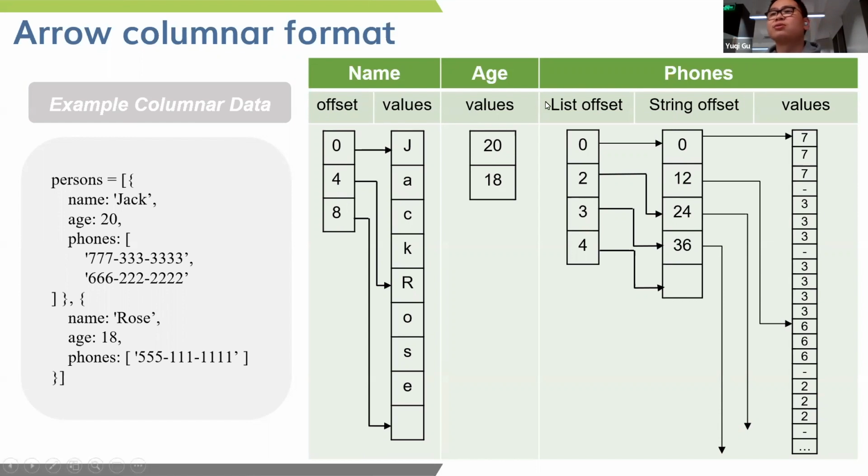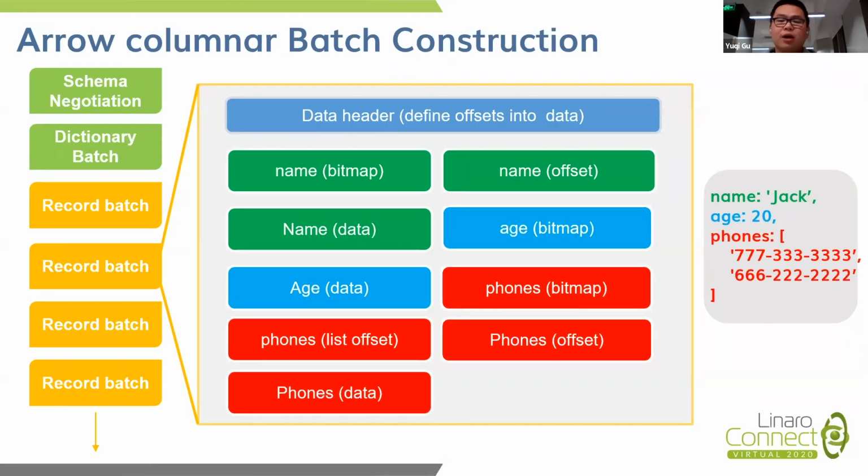Just showing the slides: in the name column, offset 0 points to Jack, and offset 4 points to Rose. The age is here, the phones are here, and they are organized in columnar format. Okay, go back to Arrow columnar data.